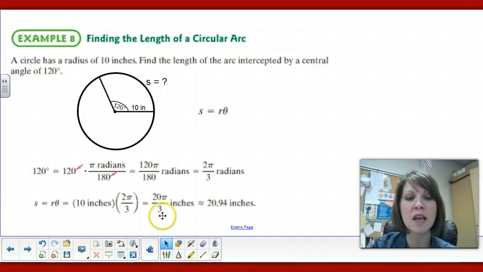If the directions say simplify, type your answer in terms of pi, that means that it wants this answer, 20 pi over 3, in the answer blank. If it says approximate or round to 2 decimal places, then this is the answer they want. If it says in terms of pi, this is the answer. If it does not say, if it says round, then this is the answer.